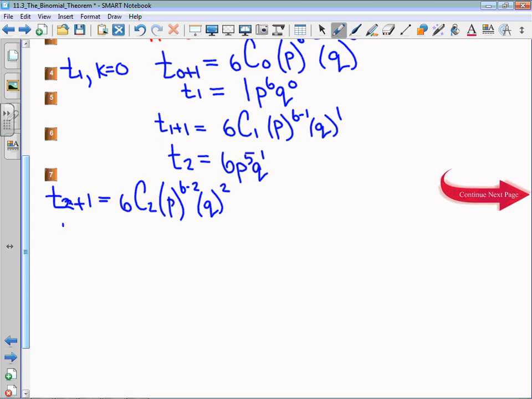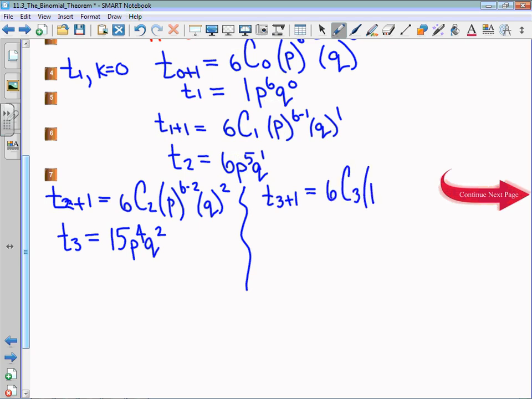That means that term 3, if you put 6 choose 2 into your calculator, you get 15. We're going to have p to the power of 4 q squared. I'm going to try to do a couple in one line here. So I'm going to take term 3 plus 1, which is going to be equal to 6 choose 3 times p to the power of 6 minus 3 times q to the power of 3. If you put 6 choose 3 into your calculator, we'll get that term 4 is 20 times p cubed q cubed.